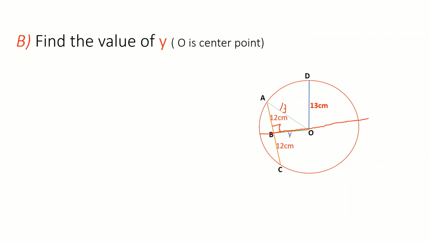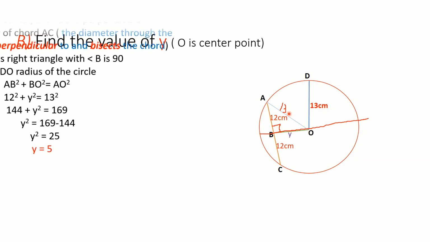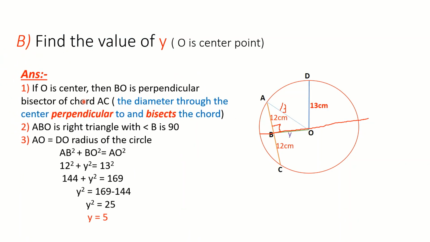Then, using the right angle triangle ABO, you can use the Pythagorean theorem, which means the legs are y and 12 and the hypotenuse is 13. So 12 squared plus y squared is equal to 13 squared. If O is the center, then BO is the perpendicular bisector of a chord. The diameter through the center is perpendicular to and bisects the chord, of course. ABO is a right angle triangle with angle B is 90 as this diameter is the perpendicular bisector.